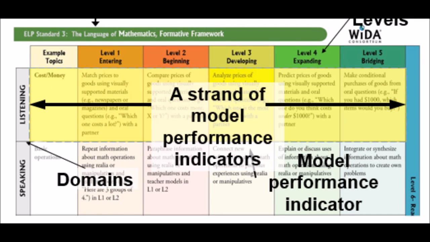So to recap, the levels are levels 1 through 6. Your domains are listening, reading, speaking, and writing. And then your model performance indicators are what's contained within every single box.